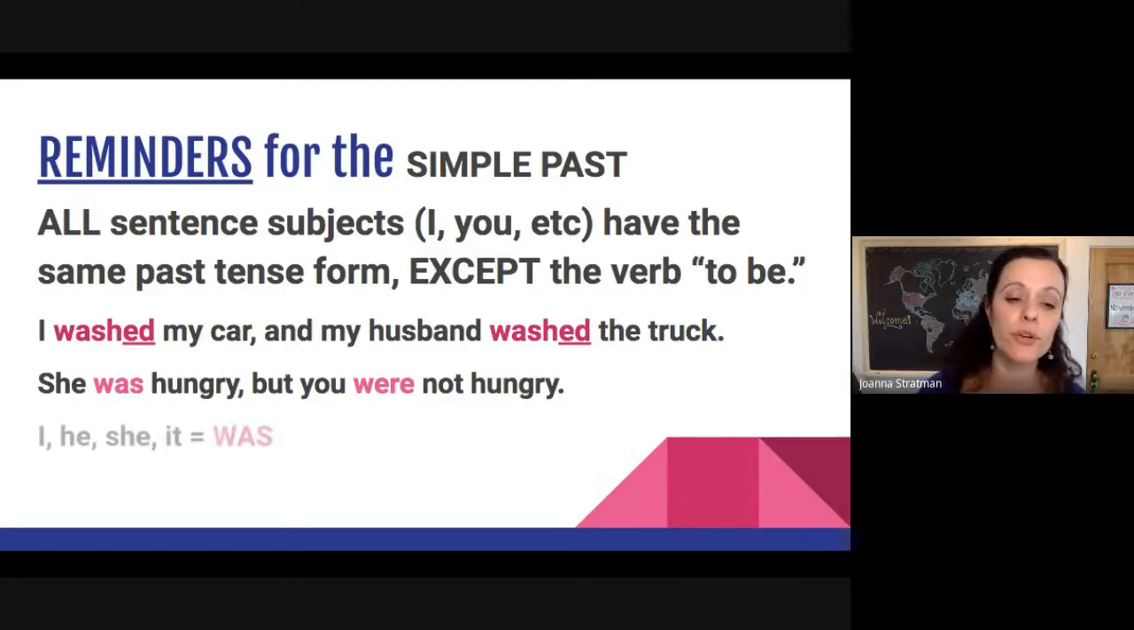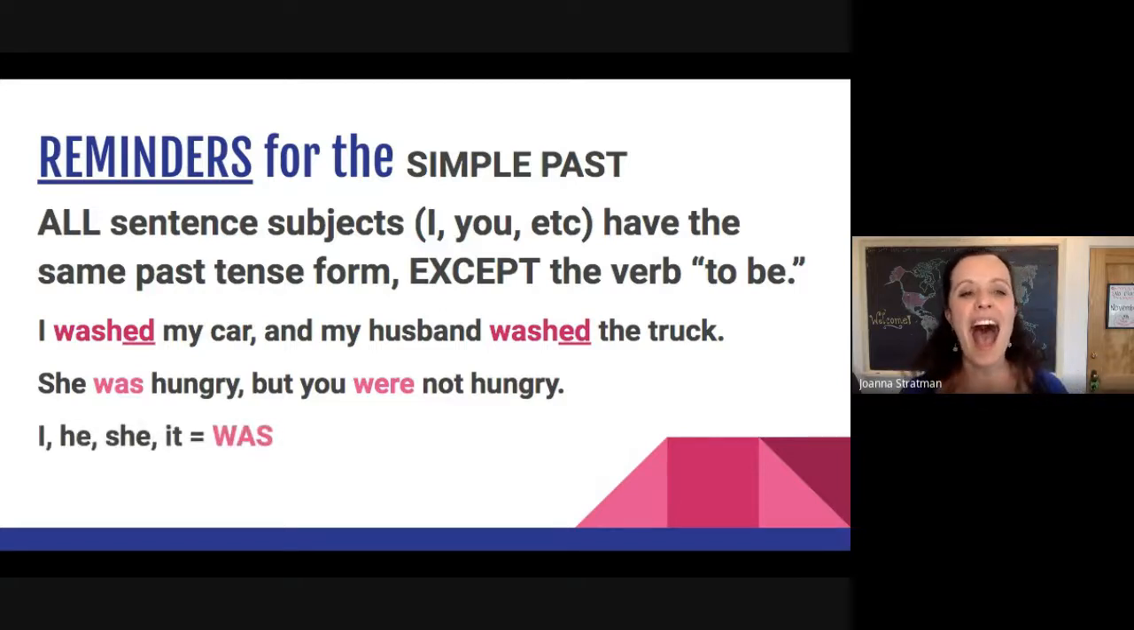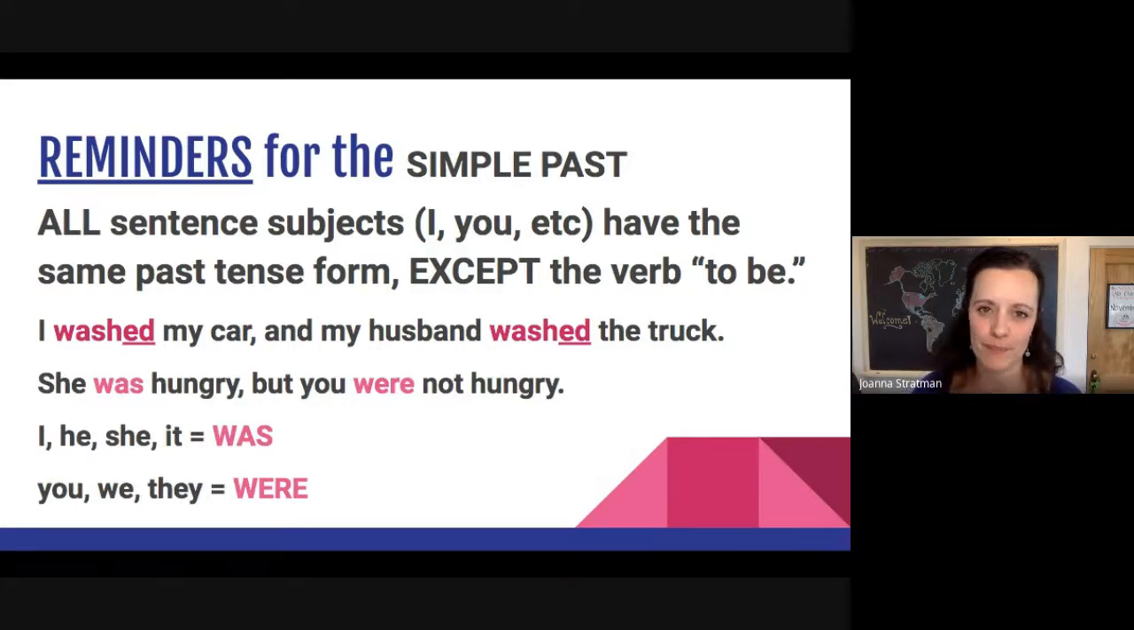With the verb to be, I, he, she, and it use was. And you, we, and they use were.